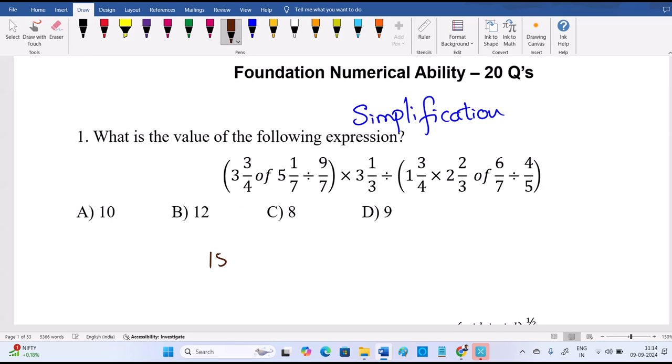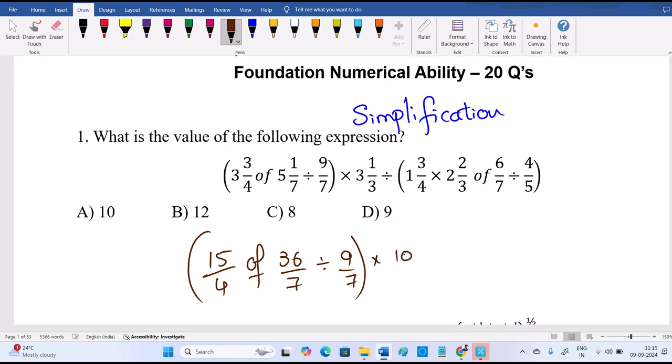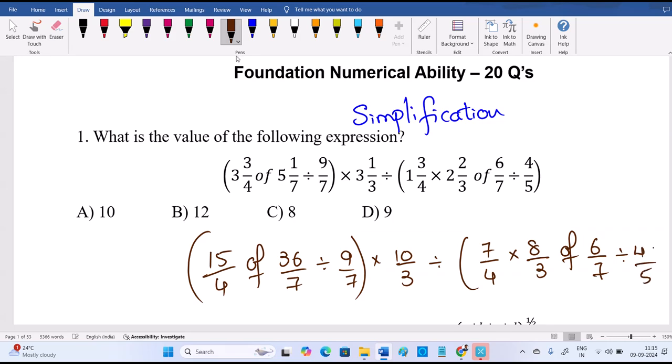We'll get it like 15 divided by 4 of 36 divided by 7 divided by 9 by 7. This mixed fraction to fraction is 10 by 3. This is 7 divided by 4. This is 8 divided by 3 of 6 by 7 divided by 4 upon 5.